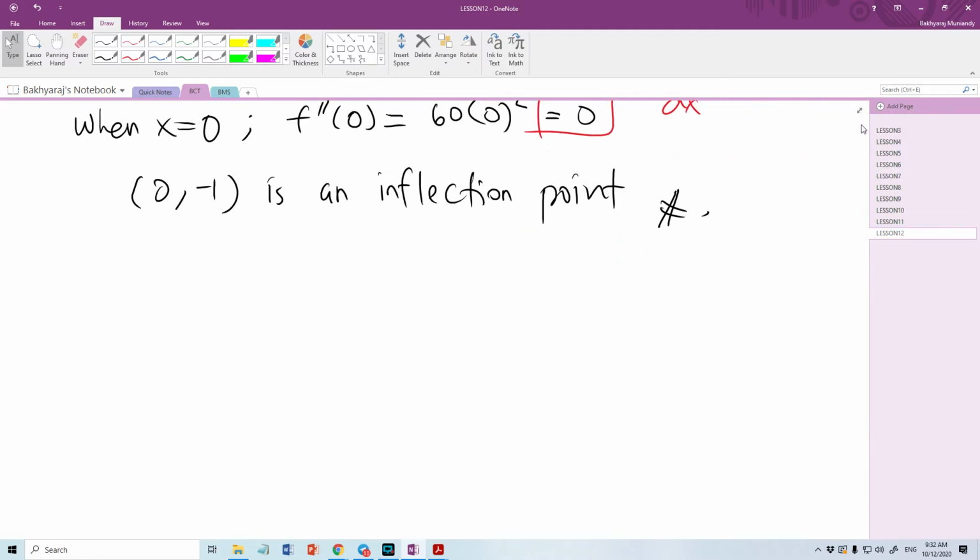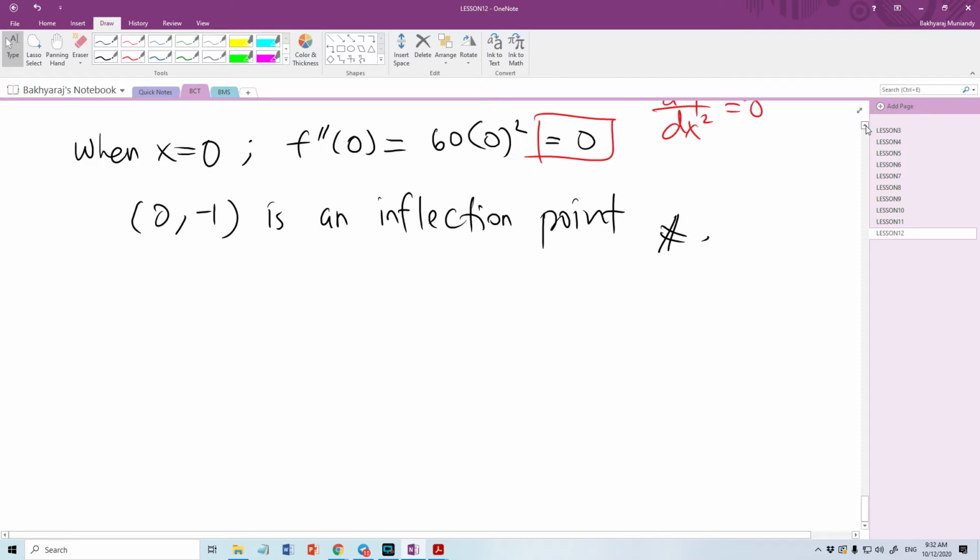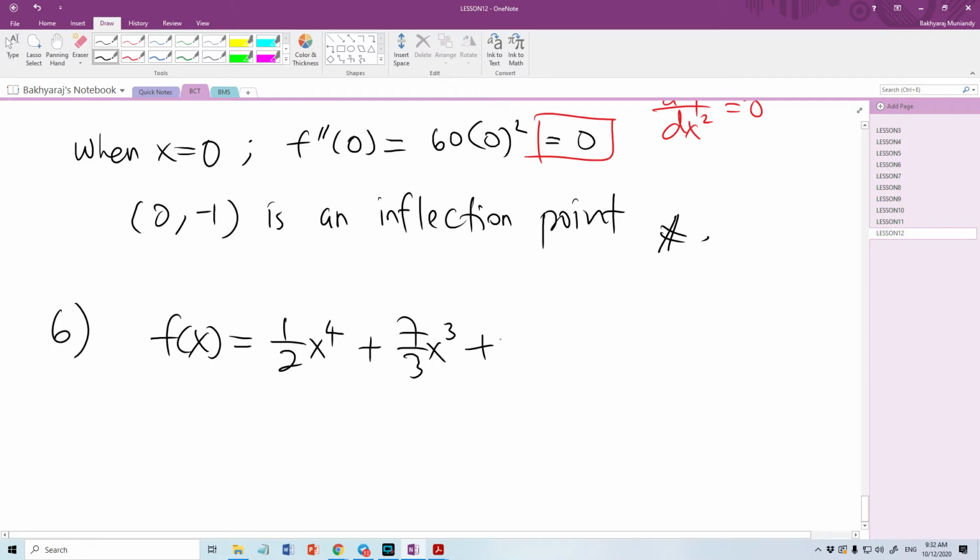Okay, so we finish this. Now we go to question 6. Kita pergi soalan 6. My question is f(x) equals 1 over 2 x power of 4 plus 7 over 3 x power of 3 plus 4x square plus 3x plus 2.